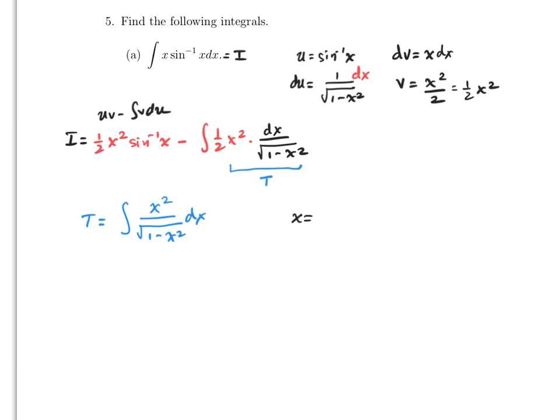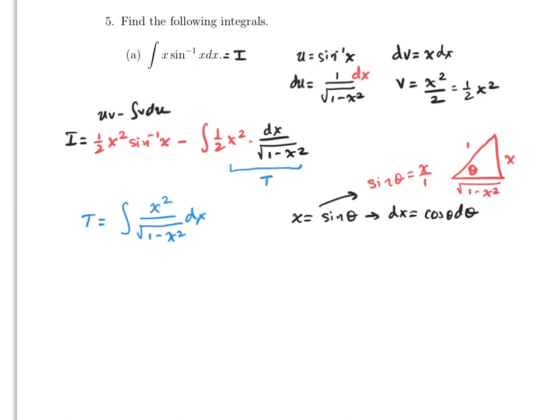The substitution is going to be x equals to sine theta, which means dx equals to cosine theta d theta. And also from here, that means that sine theta is equals to x over 1, because we're going to need a triangle to solve the problem. So this is x, this is 1, and this is the square root of 1 minus x squared using the Pythagorean theorem.